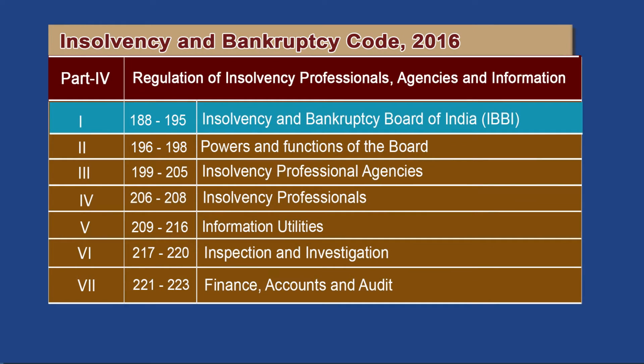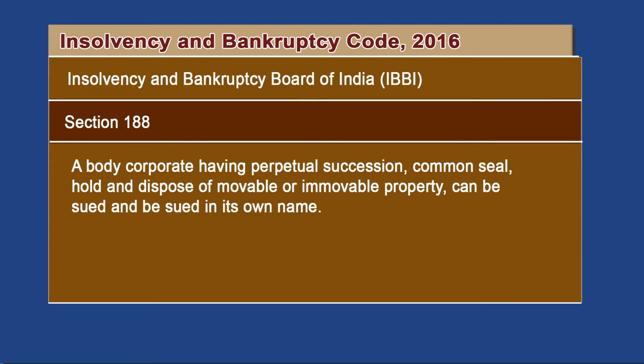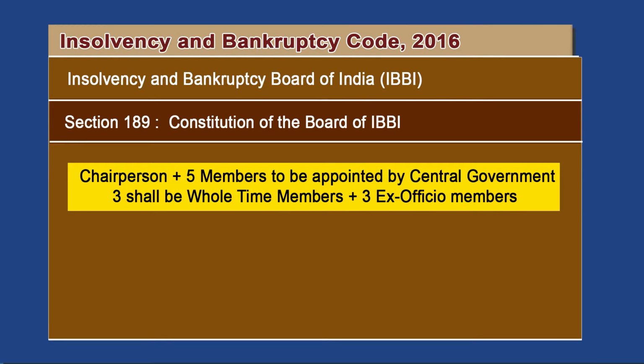Sections 188 to 195 deal with the modalities of functioning of IBBI. According to section 188, IBBI is a body corporate having perpetual succession and a common seal, it can hold and dispose of movable or immovable property, and it can sue and be sued in its own name. The provisions regarding IBBI were enforced effective from 1st October 2016. Now, let us understand the constitution of the board of IBBI.